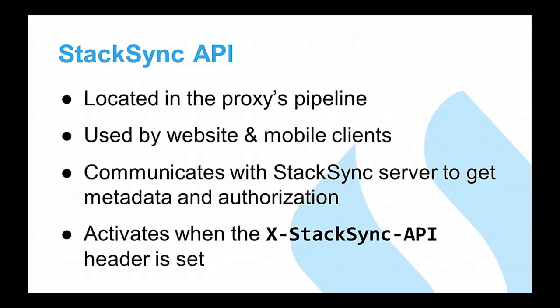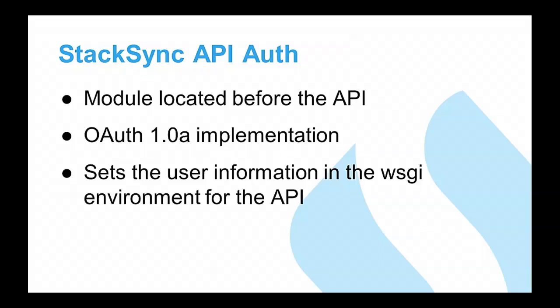One thing that is very important to point out is that our API only activates when a specific header is set, which is this X-StackSync-API. Otherwise, it won't interfere whatsoever with a normal request to Swift. And before that API, we have another module, an authenticator, which is an OAuth 1.0 implementation. It gets all OAuth parameters, like access token, timestamp, signature, and so on, and communicates with the StackSync server. It gets the user information, user ID, and some other important information, and adds it to the WSGI environment, so that later on our API is able to get this user and retrieve files, knowing that the user is correct.